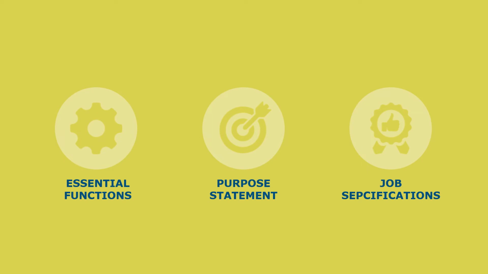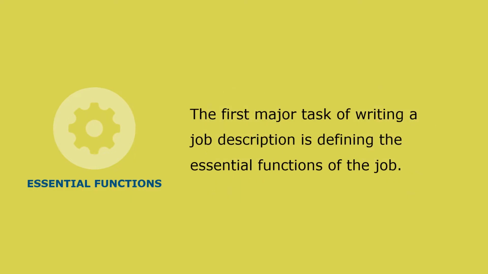Once the data about a particular job has been collected, 3 primary elements of a job description can be created. These include the essential functions, purpose statement, and job specification. Let's take a look at each. The first major task of writing a job description is defining the essential functions of the job.